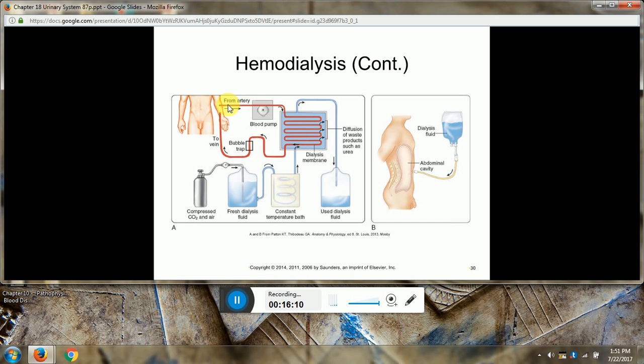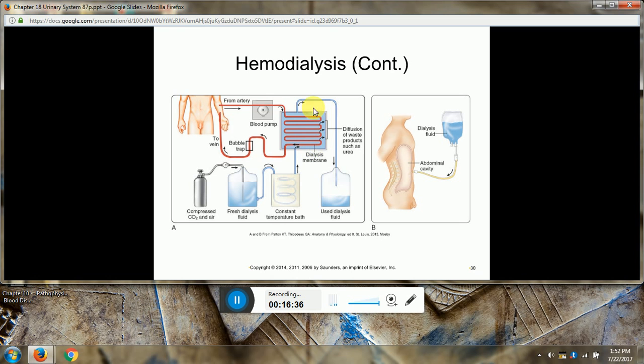So blood comes out through the arteries. It goes through these dialysis membranes that are semi-permeable. And then all of the poisons diffuse out of these tubes. And then it is circulated back into the vein. Before it goes back into the vein, there's a bubble trap to trap any air bubbles.